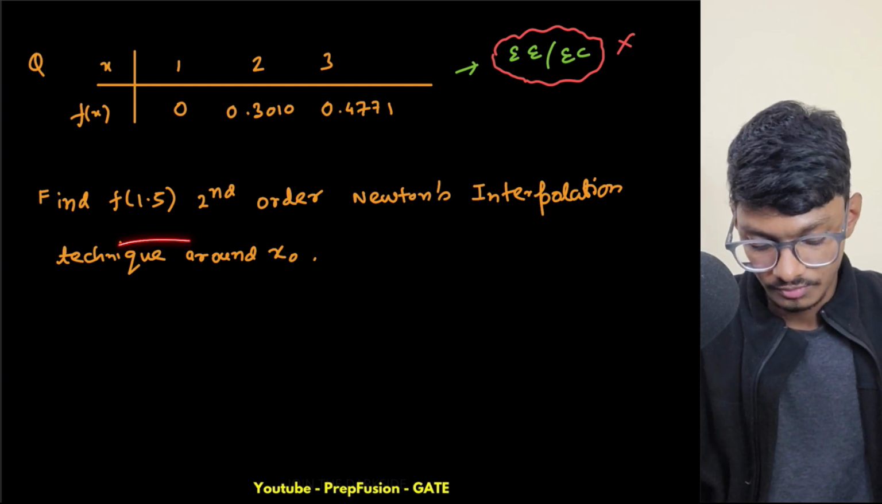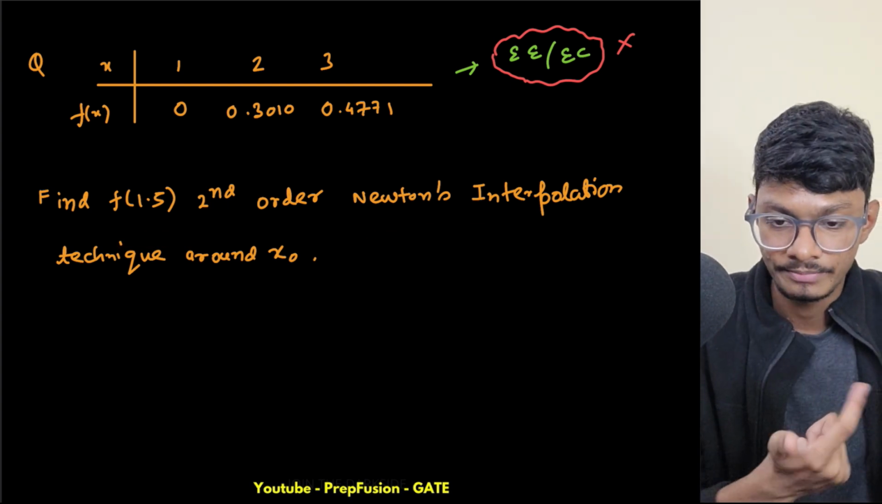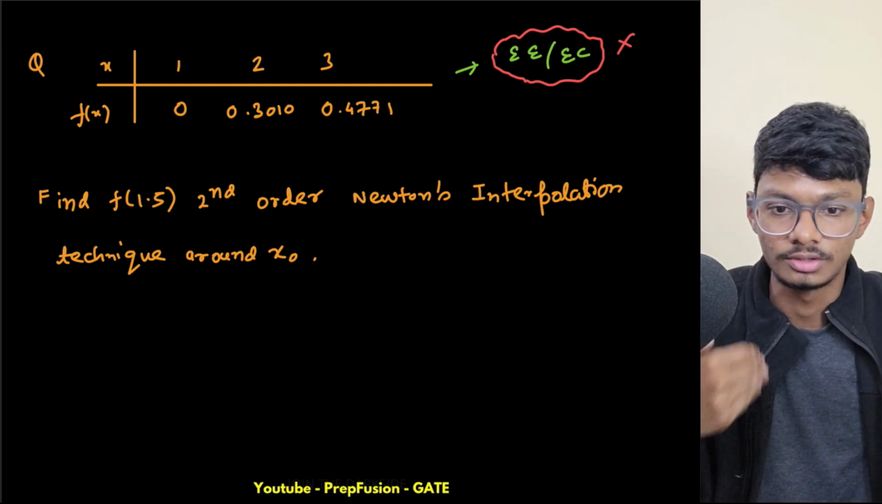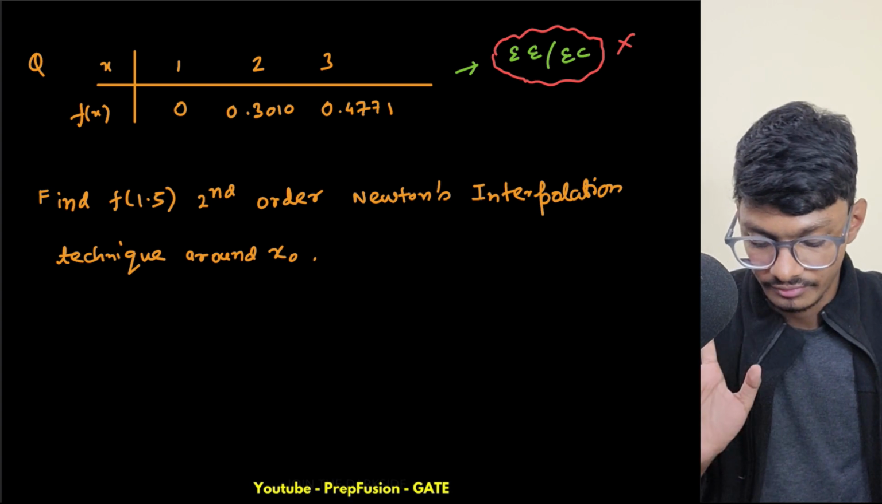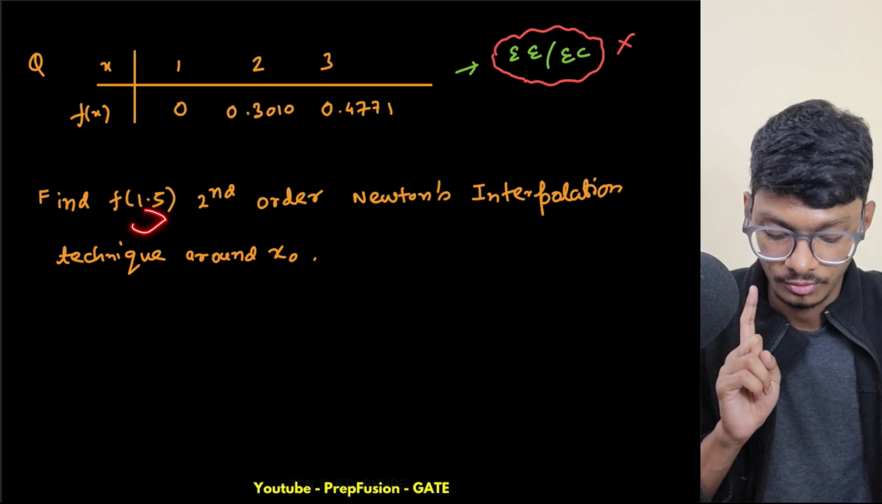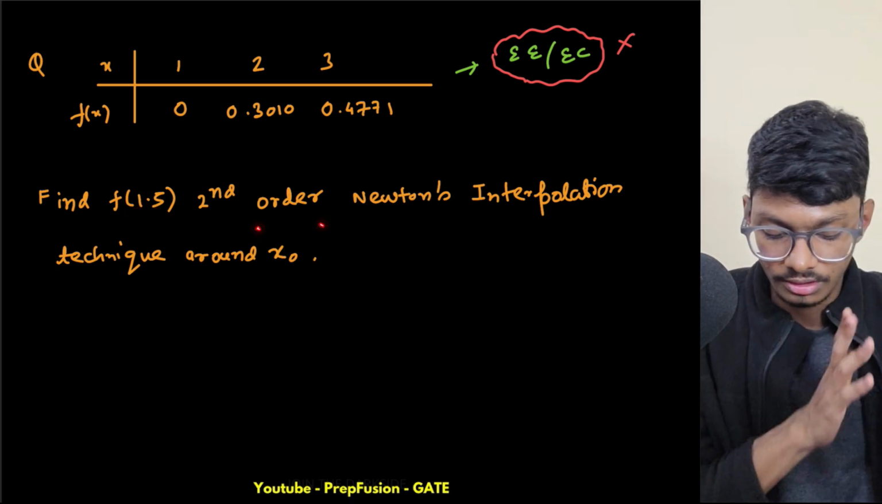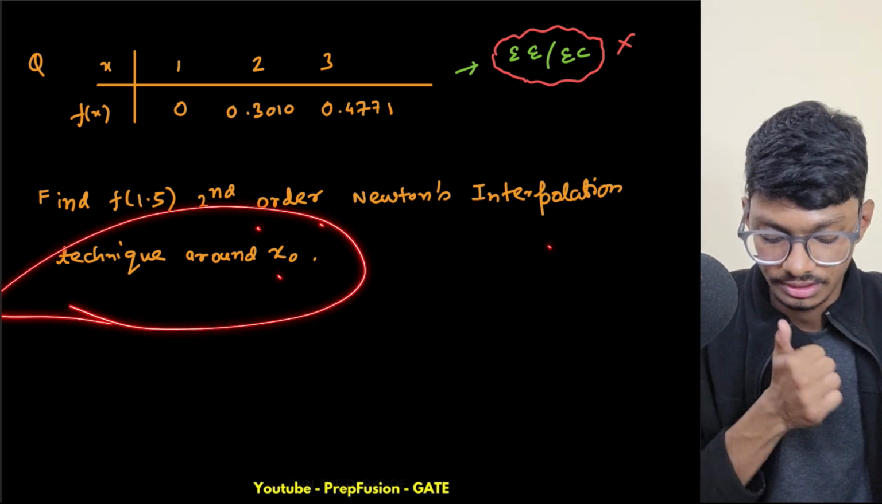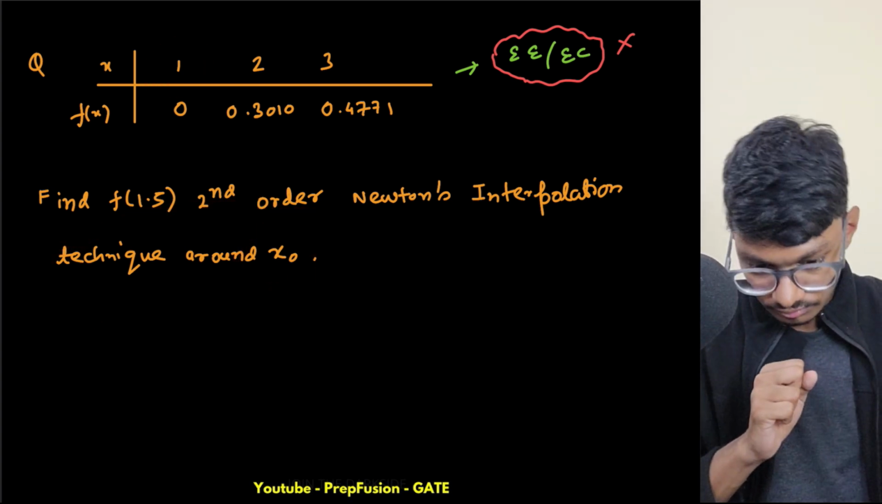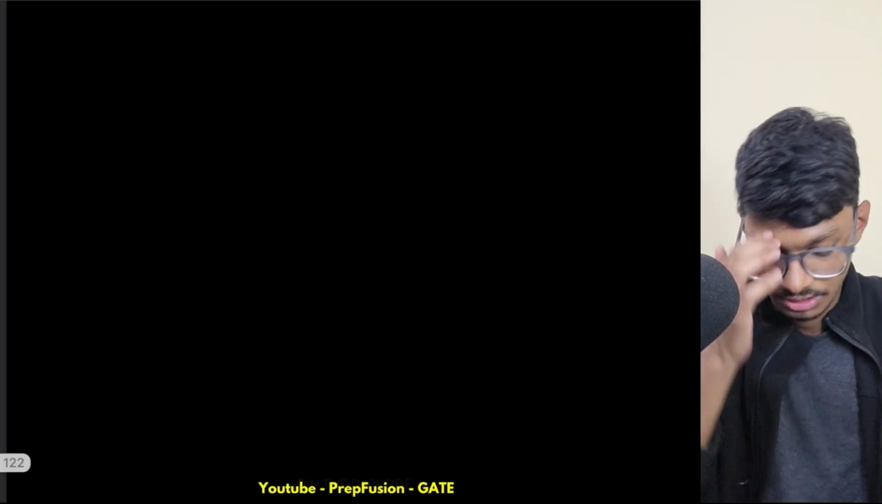This question is from Newton's interpolation technique. We used to study this previously, it was in our syllabus also, but it got removed. Here you have been given a table of values and you have to find the function value at 1.5 using the second order Newton's interpolation technique around x0. x0 is this first variable. So this is on interpolation, and it is a straightforward, simple formula.